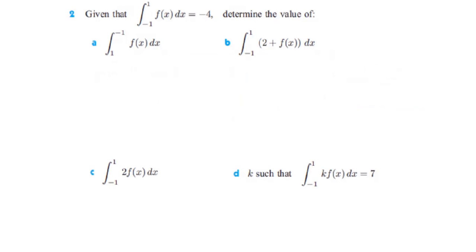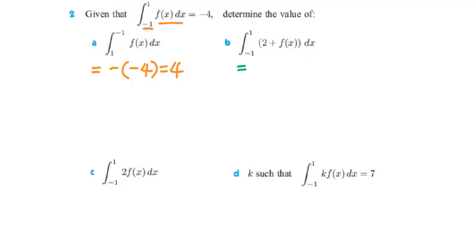For second question, given that integral from -1 to 1 of f of x dx equals -4, determine the values of the following definite integrals. For A, since we reverse the interval, therefore you will get the negative of -4, which equals 4.